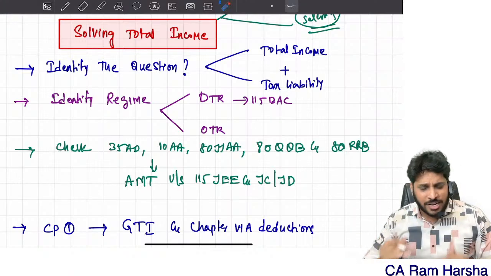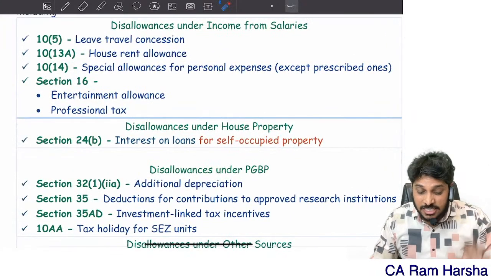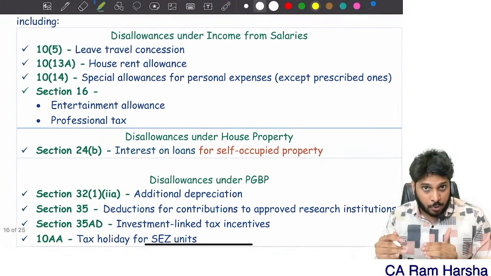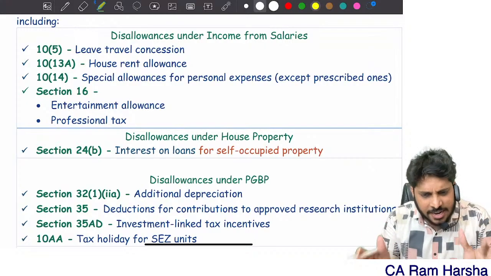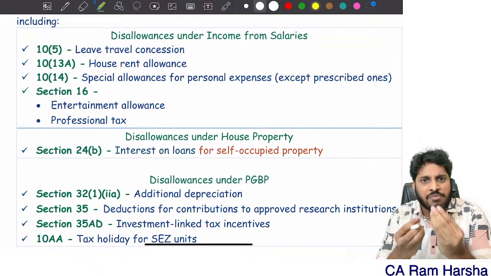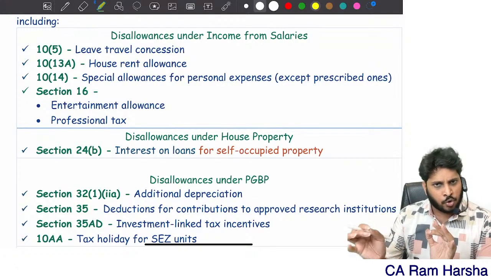When you are computing income under default tax regime, what are the deductions that you will not get? Suppose the problem is default tax. Again, I'm telling you once again, because this is the point where many of you get confused. If they are asking you, generally they'll ask both.